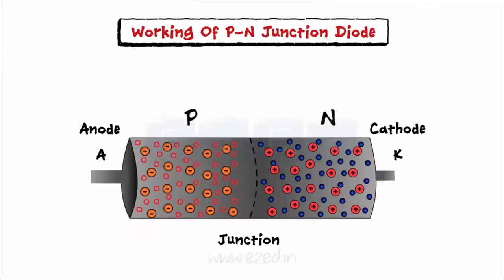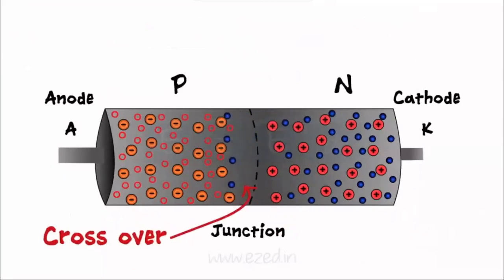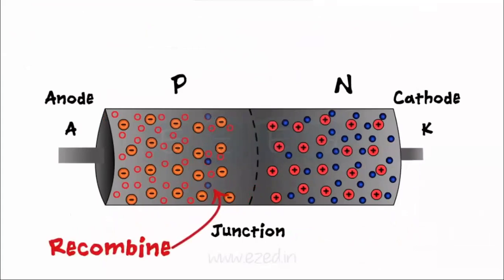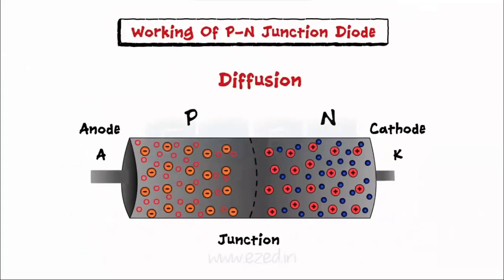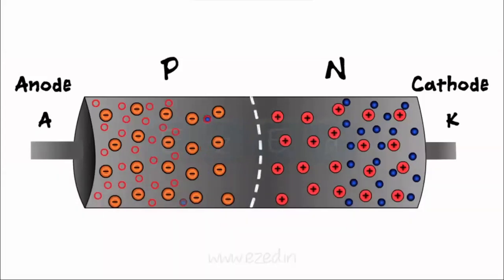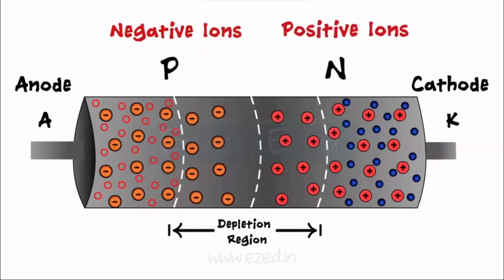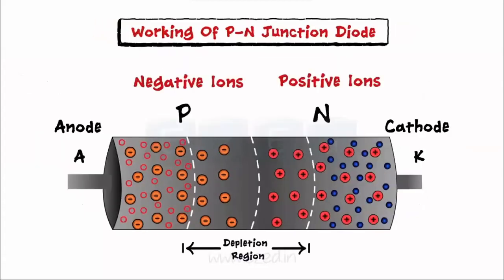Let's understand the working of a diode. The electrons from the N side get attracted towards the holes of the P side. These electrons cross over the junction, recombine with the holes, and cease to be free carriers. This process is called diffusion. This process of recombination continues for some time, but remains restricted near the junction only. As free electrons and holes get depleted from the region near the junction, this region is called the depletion region. Depletion region contains only negative ions on P side and positive ions on N side of the junction. These ions are immobile.